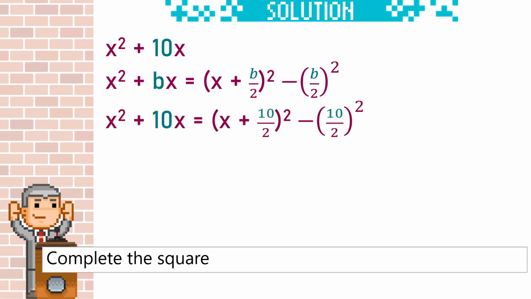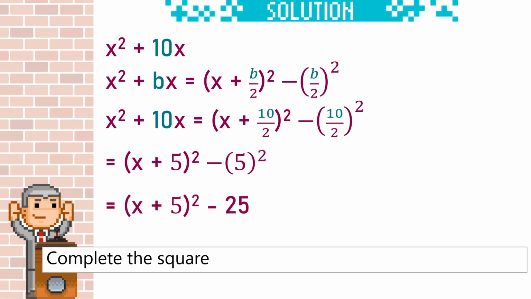So b is 10, so it would be x plus half of 10 squared minus half of 10 squared. So it would be x plus 5 squared minus the 5 squared. So x plus 5 squared, and 5 squared is 25, so it would be minus 25. And that means we have now completed the square.